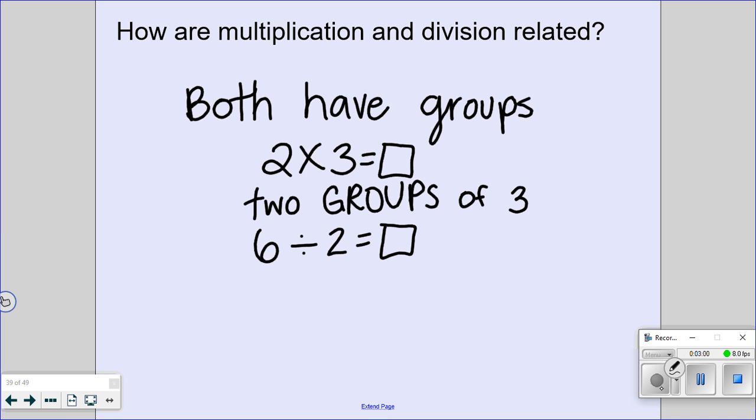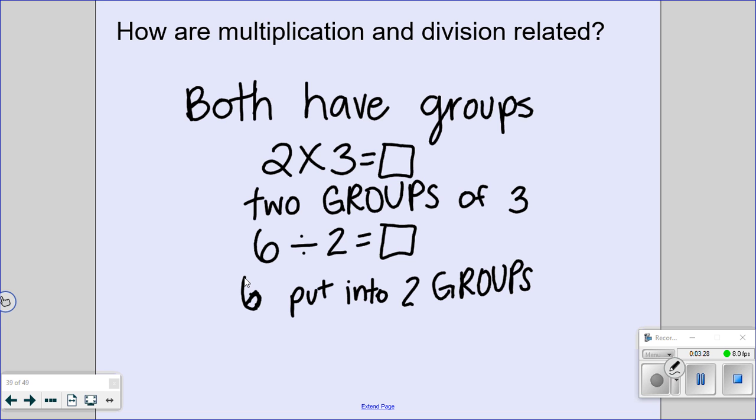Avery, you want to give it a try? 6 breaks apart into 2 groups equals 3. I like that. That helps me understand what divided by means a little bit more. 6 put into 2. Oh, there's my groups again. Big letters. 6 put into 2 groups.